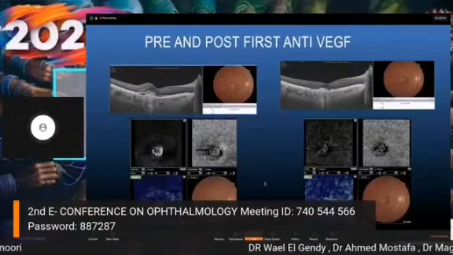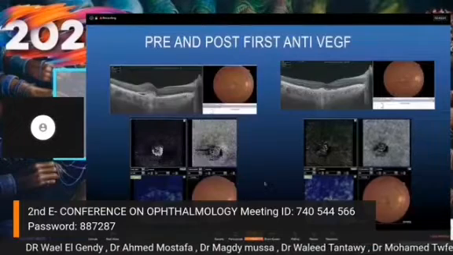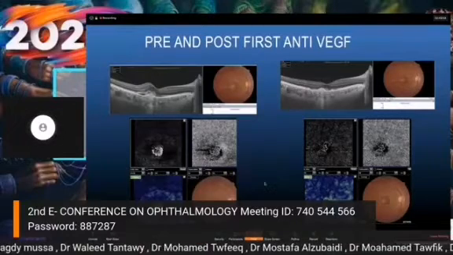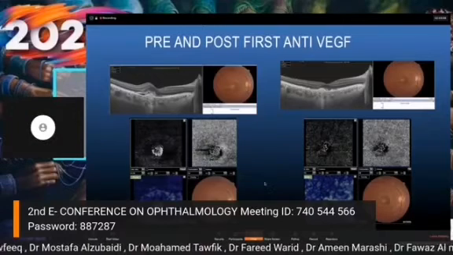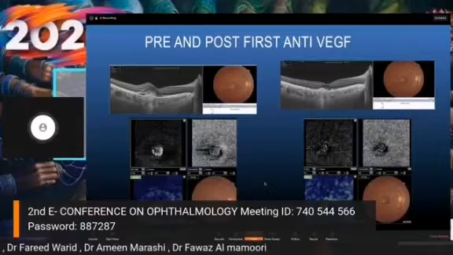So this is pre and post injection, and I was glad that the patient regained 6/6 vision. I'm still following her up for 6 months now. There is no recurrence up to now, and she is coming every couple of months, not 1 month after that. So it's a very good point to catch a patient at an early stage and to prove it by OCTA.